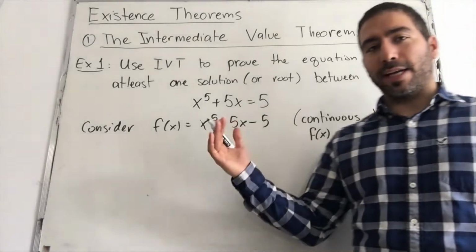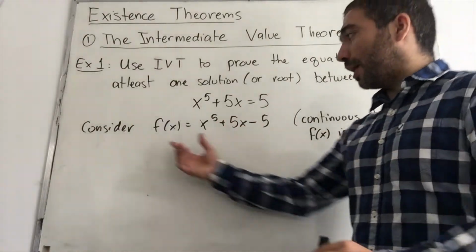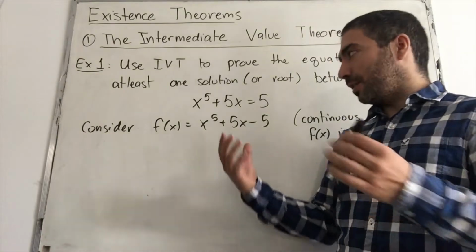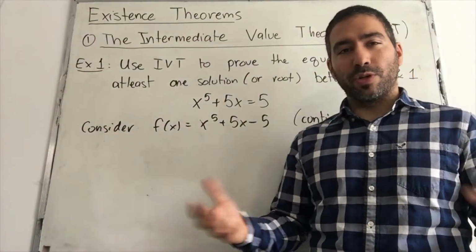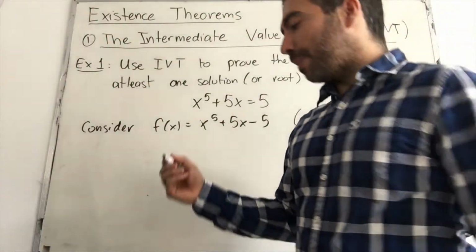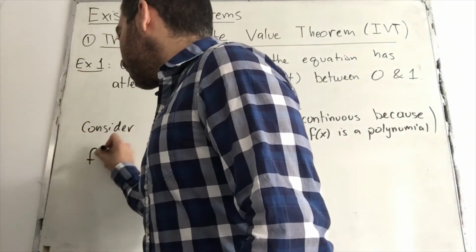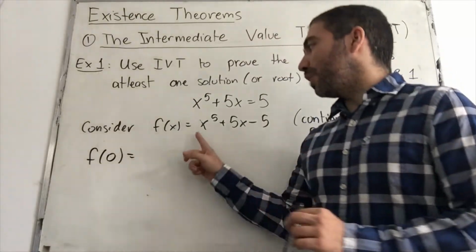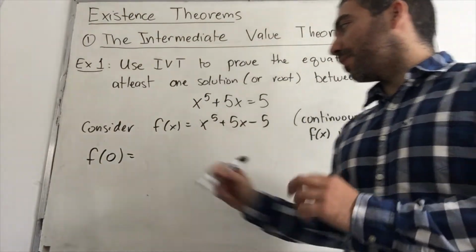Now we have to find a negative value and a positive value. So what we have to do is essentially test points. This is the issue with IVT. We don't know which points, we're just kind of guessing. So we're going to try to plug in the endpoints 0 and 1. Let's see what happens when we plug in 0. So if we plug in 0 into the function, f of 0, we get 0 to the 5 plus 5 times 0 minus 5.